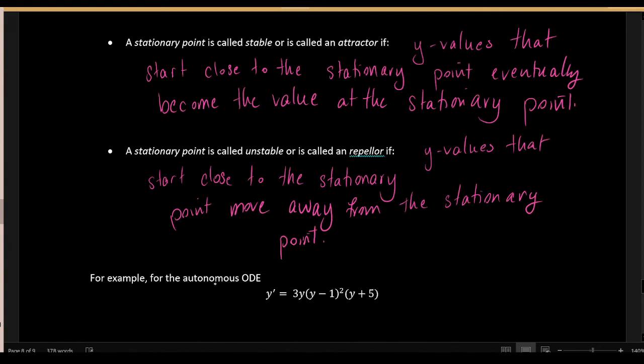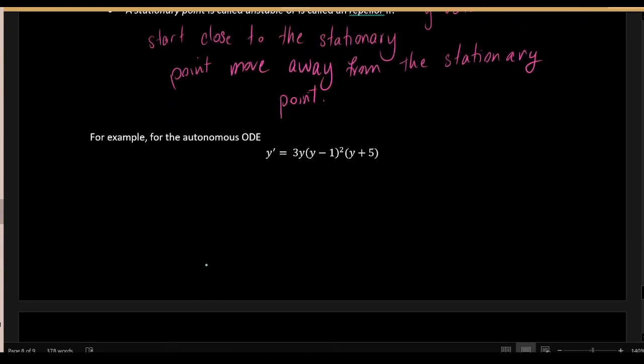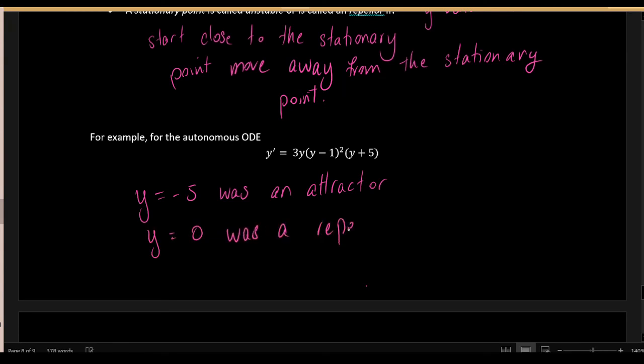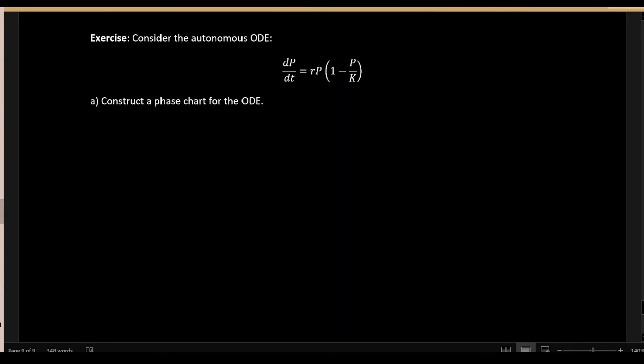For example, in the autonomous ODE that we used for our phase chart demonstration, y equals -5 was an attractor, and y equals 0 was a repeller. Let's try it one more time and go back to the autonomous ODE, which corresponds to long-term population growth. dP/dt is equal to the growth rate times the population times 1 minus the population out of the carrying capacity.